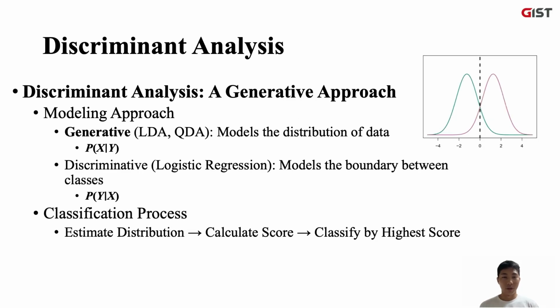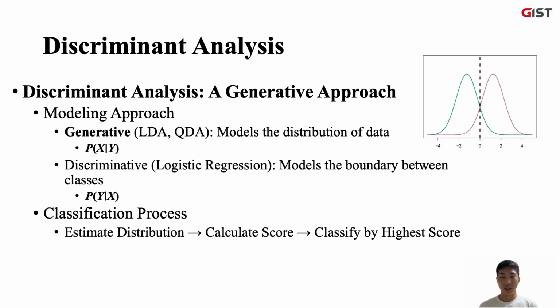In this slide, I will talk about the core idea of discriminant analysis, especially focusing on the generative approach. There are two main approaches to creating classification models. The first is the generative model approach, which we will be covering today. Prime examples include LDA and QDA. These models learn what the data for each class looks like. In other words, they learn the distribution of the data itself. You can think of it as creating a blueprint for each class.